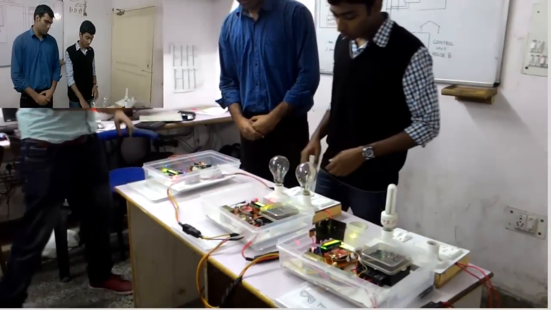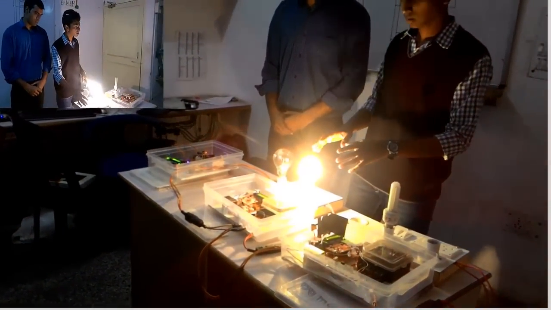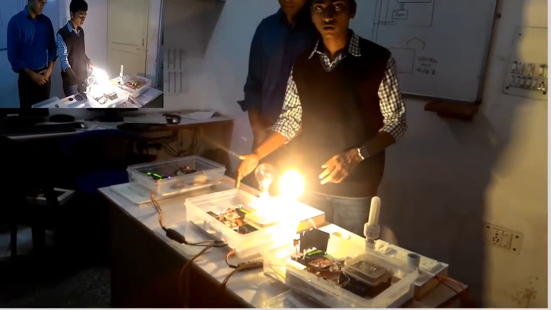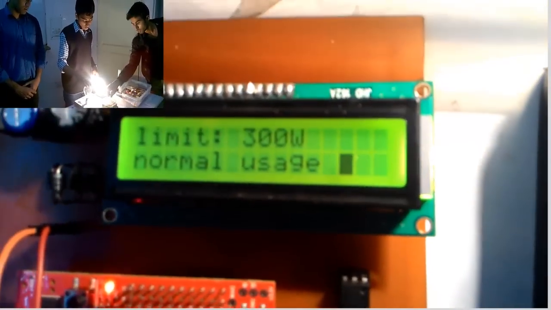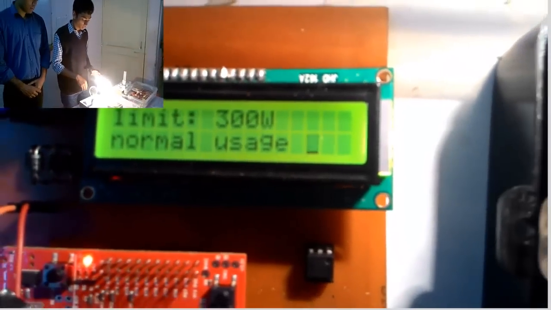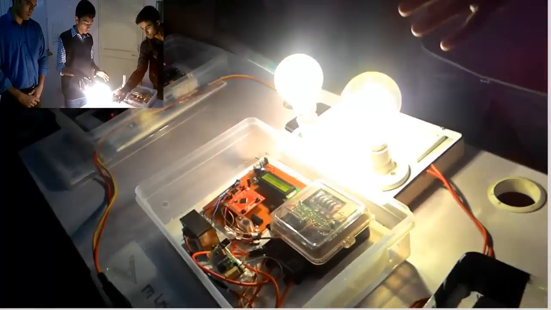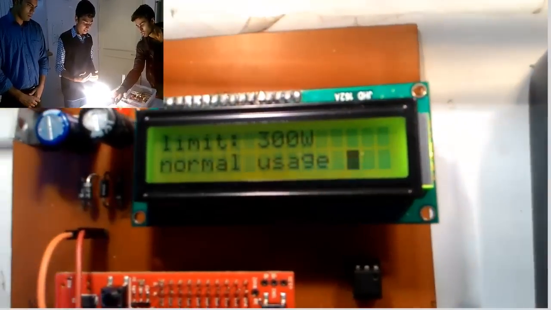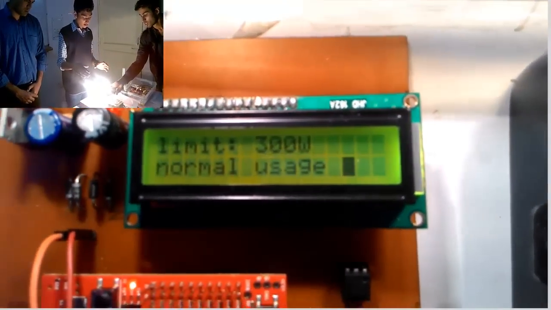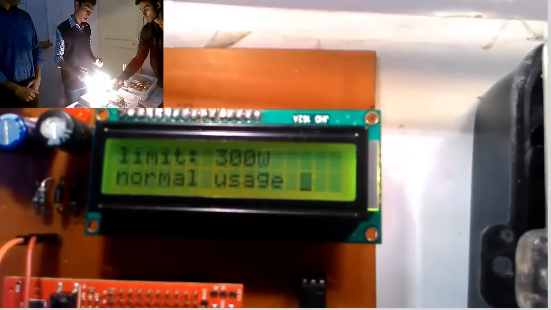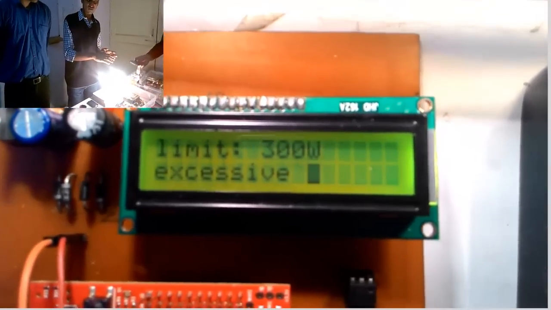Okay. Now what I am going to do, I will switch on the bulb of house A. This is a 200 watt bulb, but the limit of the house is 300 watt. So still it is showing normal usage. You can see at the LCD, the limit is 300 watt and it's showing normal usage because only one 200 watt bulb is switched on. I'm going to switch on the other one also. The second bulb, now the usage is 400 watt, so clearly it must be exceeding its limit of 300 watt. Now it takes around 9 seconds to analyze this, and after this it will start showing that house A is showing excessive usage. There you see excessive usage.